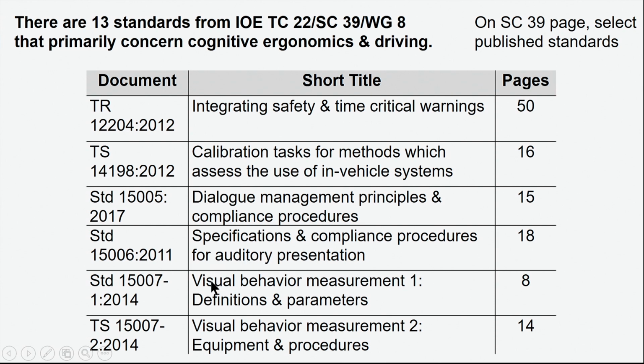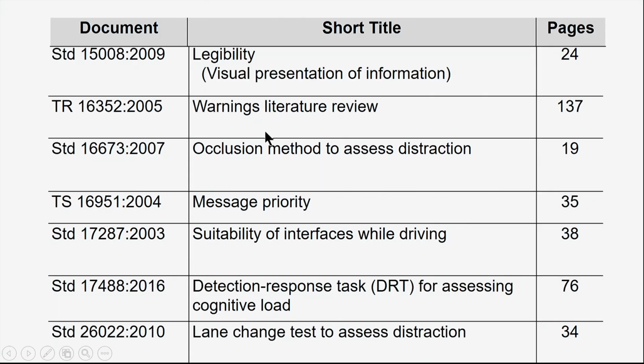Information on auditory. The visual behavior one has 2 pieces to it. It talks about some terms that are used and also how you measure visual behavior. Here are some others on legibility. There's a literature review on warnings, but notice it's from 2005. 2005 is still okay for the basic ideas, but there's been a lot done. There's a method for assessing distraction. Message priority is one that often comes up and people don't realize it exists.